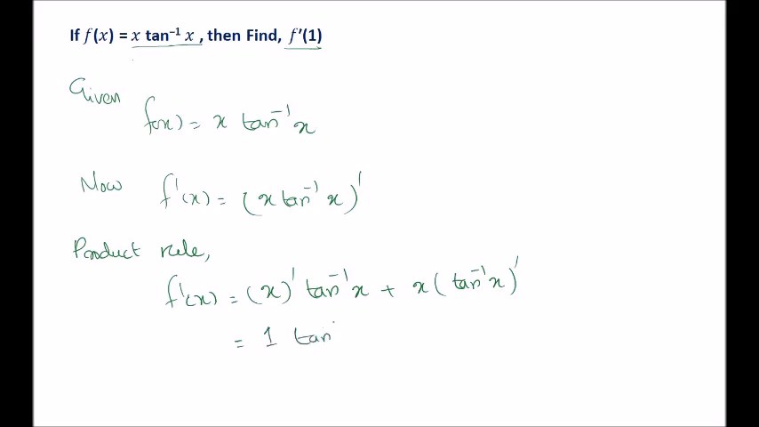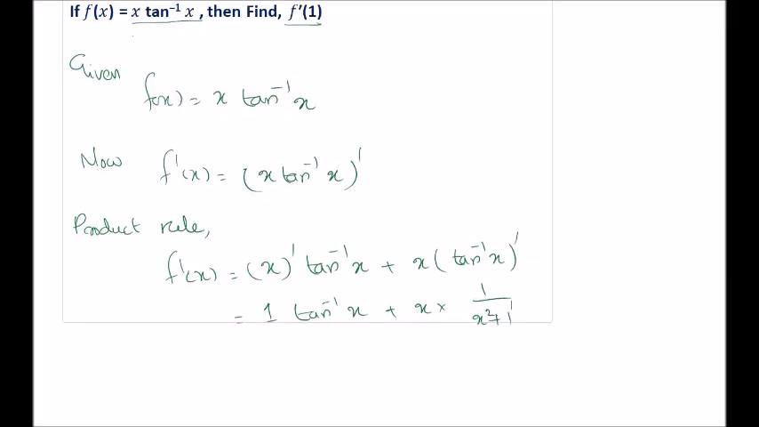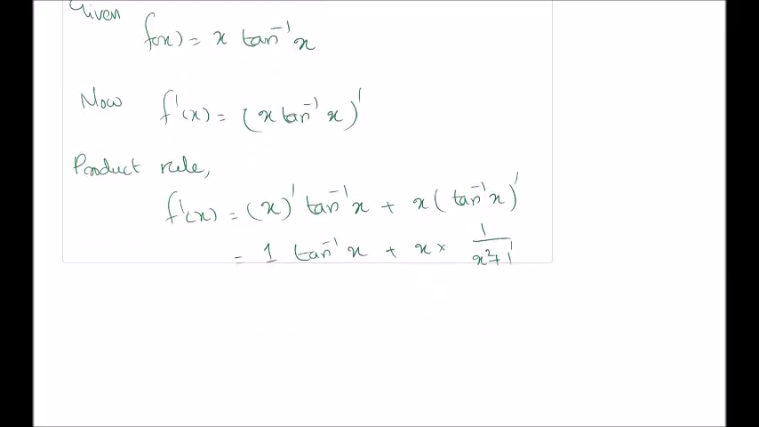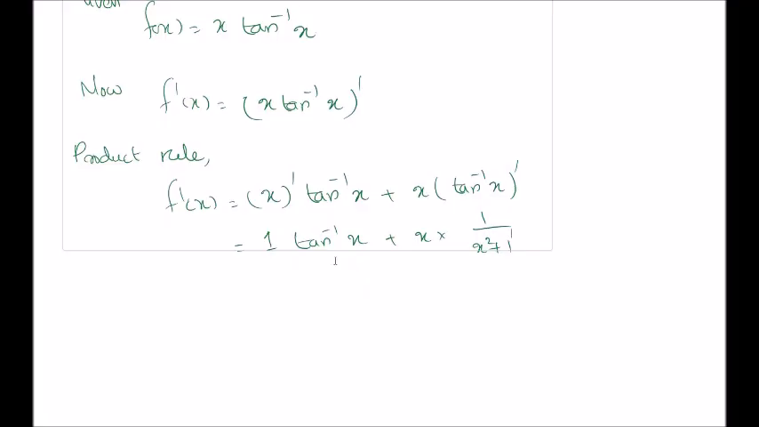And tan minus 1 x, plus x times tan minus 1 x dash, which is 1 by x square plus 1. These are formulas we already studied, so you must study the formulas thoroughly. Then only we can solve these questions easily. That is equal to tan minus 1 x plus x by 1 plus x square. This is f dash x.